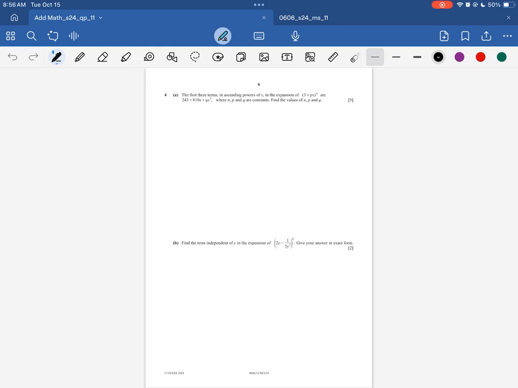Today's question is on binomial theorem. The first three terms in ascending powers of x in the expansion of (3 + px)^n are 243 + 810x + qx², where n, p, and q are constants. Find the values of n, p, and q.